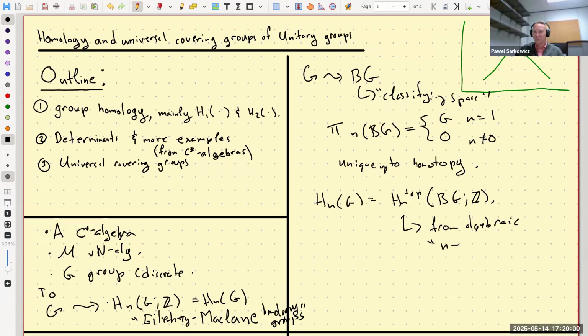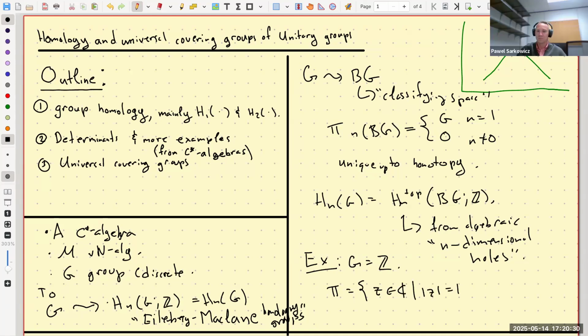This is from algebraic topology, so this measures n-dimensional holes in your space. And so let's look at an example because it's definitely worth doing. Let's take our group to be the integers. So G equals Z. And let's take T to be the unit circle, or complex numbers of modulus 1. So this is just the circle.